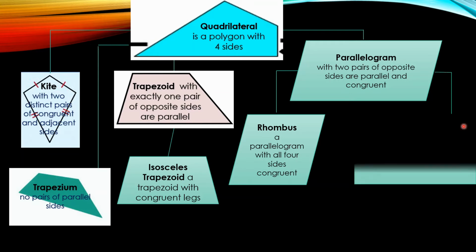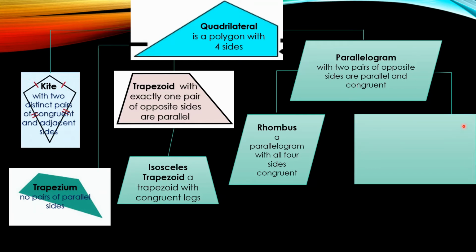After that, the rectangle is also a parallelogram because we have two pairs of parallel sides also. But the special characteristic is four right angles. Okay, this corner, this vertex, has a right angle. Also here, this one and this one. So we have four right angles.